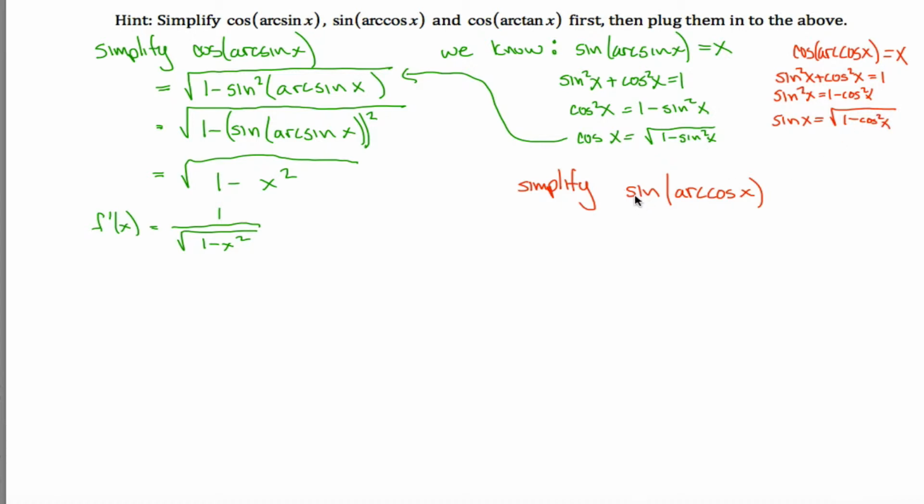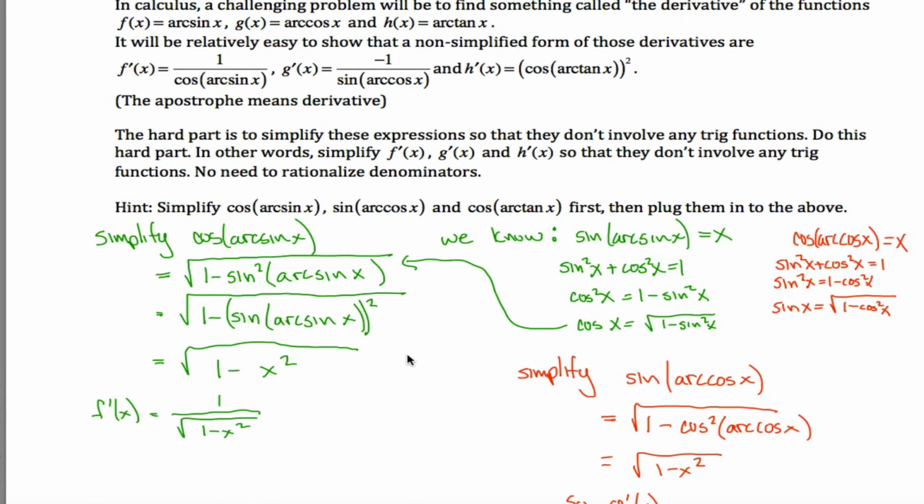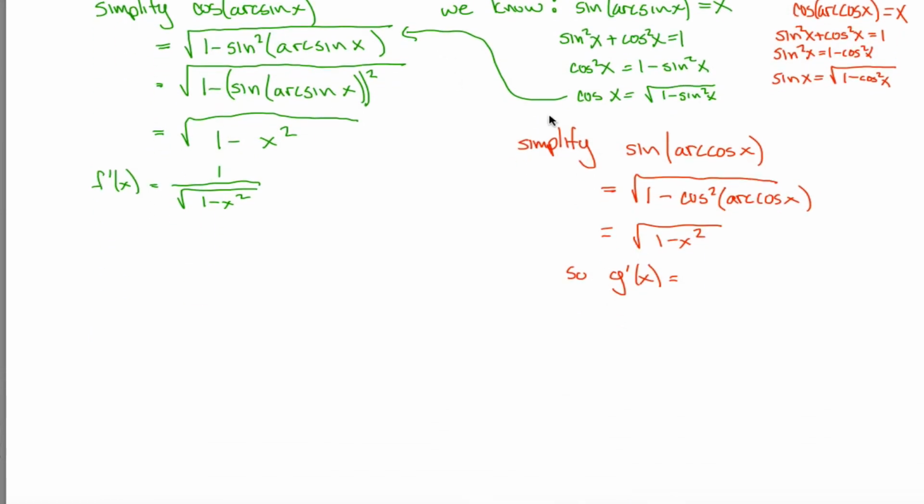So I'm trying to simplify the sine of this thing. Well, I know the sine of anything can be written in this form, so let's do it. The square root of 1 minus cosine squared of, and then instead of writing x like I have in this identity up here, I want to write arccosine of x to make this thing equal to this thing. And as we saw over here, this is just the square root of 1 minus x squared. And so I can figure out g prime of x. G prime of x was negative 1 over this thing that I just simplified. So it's negative 1 over this thing right here that I just simplified.